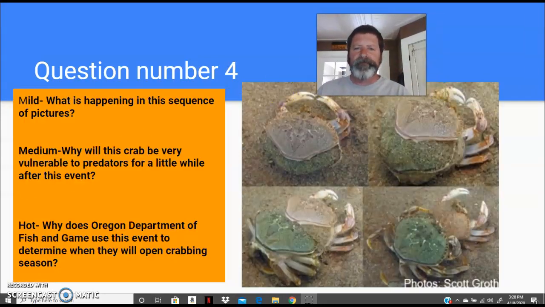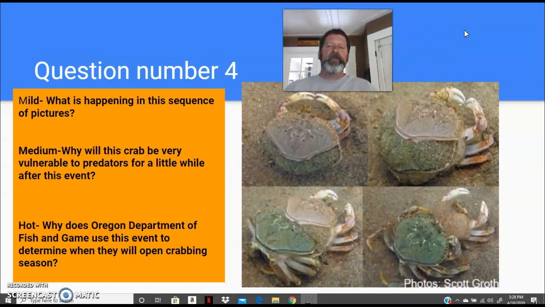Question number 4, mostly these pertain to the sequence of events that you see there on the right. That's just one crab. There's only one crab in all 4 of those pictures. All right, your mild choice, what is happening in this sequence of pictures? What is going on? Your medium choice, why will this crab be very vulnerable to predators for a little while after this event? And your hot choice, why does the Oregon Department of Fish and Game use this event to determine when it's going to open a crabbing season?